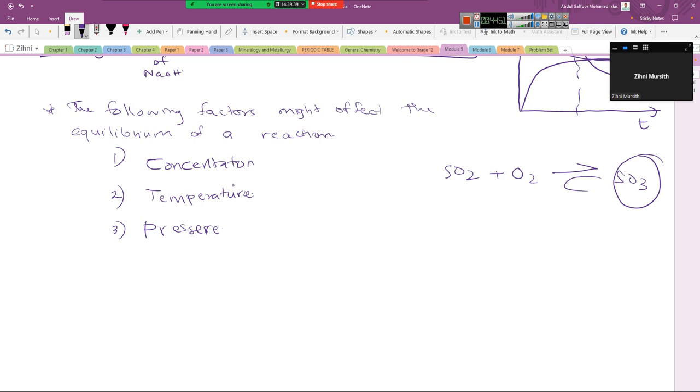So just note this down: concentration, temperature, and pressure, right? Now we are going to analyze how these factors will affect our equilibrium quantitatively and qualitatively. First we will study qualitative analysis, and then we will study quantitative analysis.